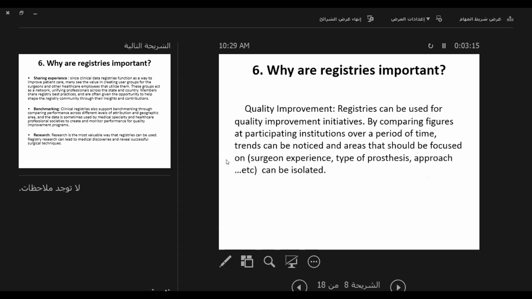Why do you think the registries are important? First of all, quality improvement. Registries can be used for quality improvement initiatives by comparing figures at participating institutions over a period of time. Trends can be noticed and areas that should be focused on, like surgeon experience, type of prosthesis, approach, etc. I'm talking mainly here for the registries for arthroplasty. That's why I'm talking about type of prosthesis and approach.